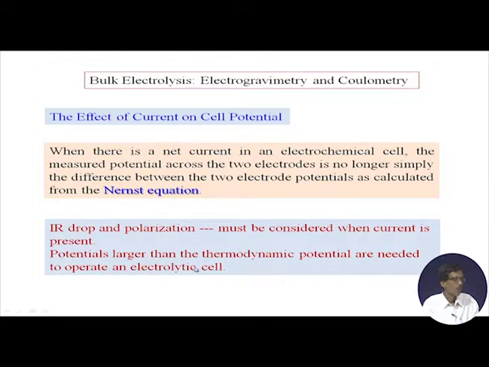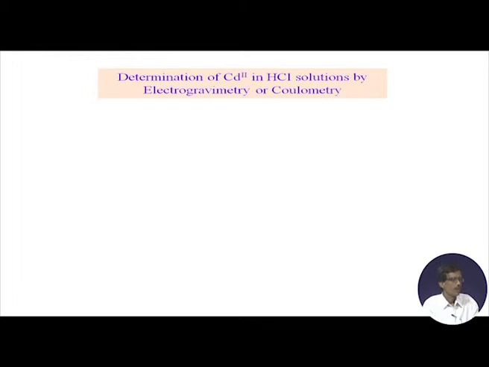So, we have to use a higher potential value than the thermodynamic potential value such that we get some very small amount of current in the cell, otherwise we will not get that particular current. One such example is the electrochemical cell we use for the determination of cadmium in HCl solutions by electrogravimetry or coulometry. So, we should know the corresponding cell arrangement.